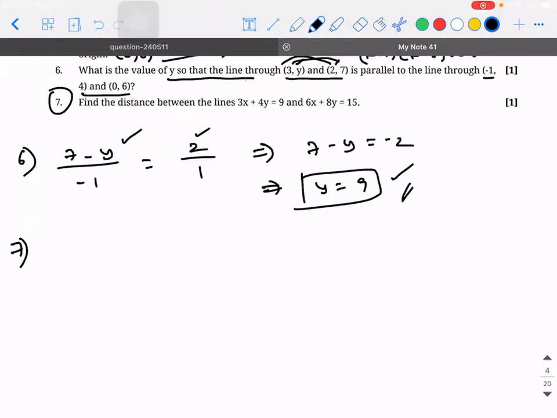Find the distance between the lines. So whenever they say find the distance between the lines, mostly those lines will be parallel lines. But I told you the important condition to be kept in mind before you start solving.